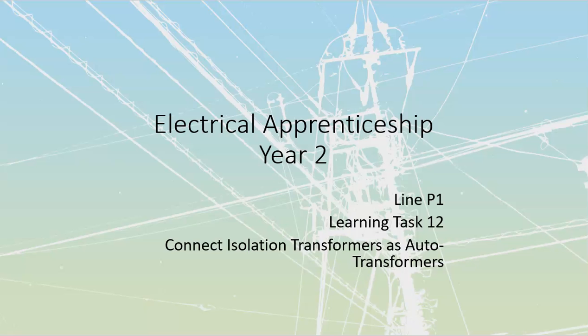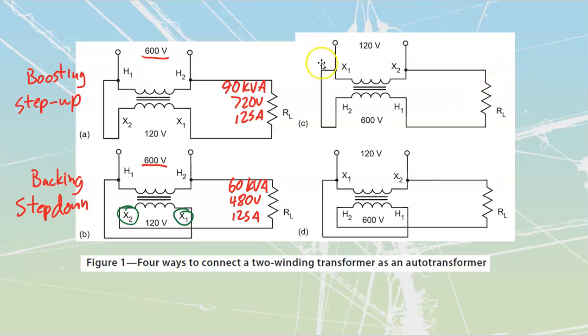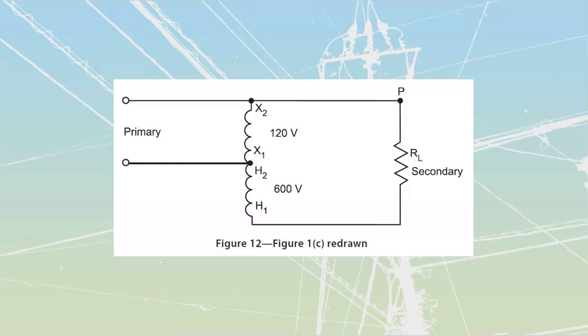All right, line P1, learning task 12c. We are going to take a look at the third of our transformers over here, and this is going to be the same 15 kVA transformer. We're going to make an autotransformer connection, meaning an electrical connection from a high side to a low side, and we are going to feed in with 120 volts at this point.